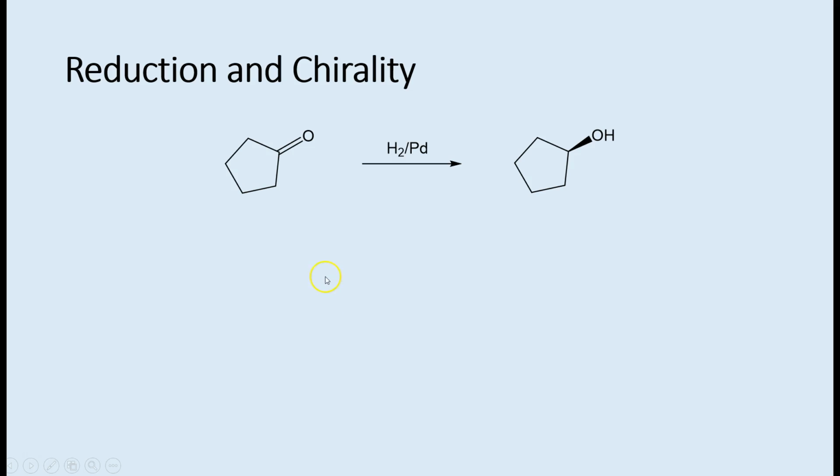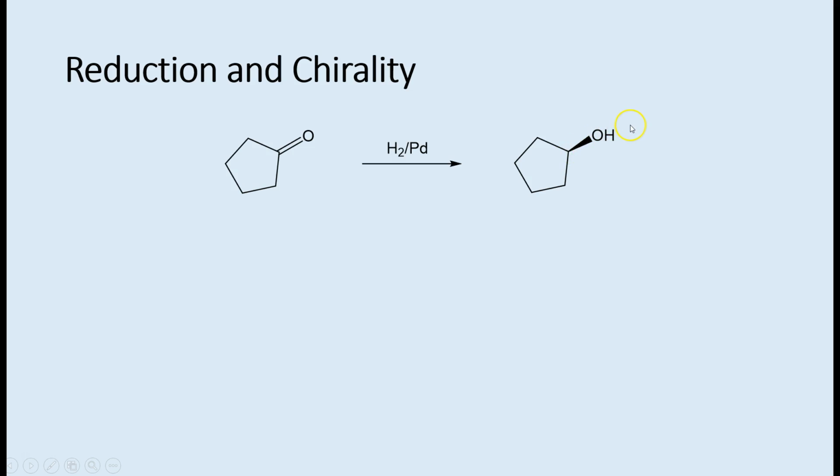The first thing to consider is that when we reduce a ketone, the tetrahedral carbon we are generating from what was previously a trigonal planar carbon might not be a chiral center, and that's the case with cyclopentanone. Even though I've shown this as a wedge forward, this is not a chiral compound because the R substituent in this way is the mirror image of the R substituent in this way. You can see that you can draw a plane of symmetry through this molecule.